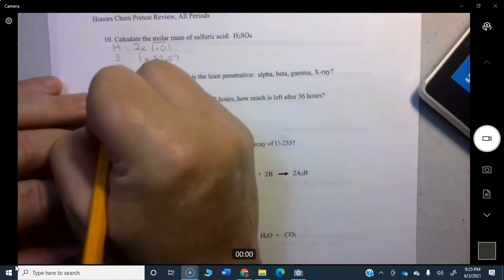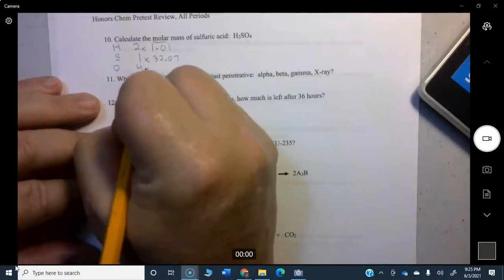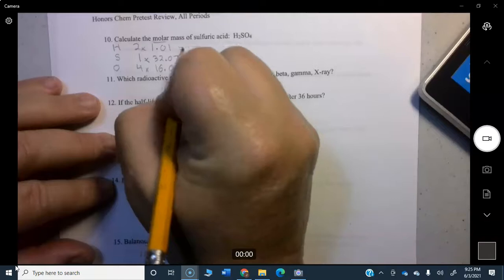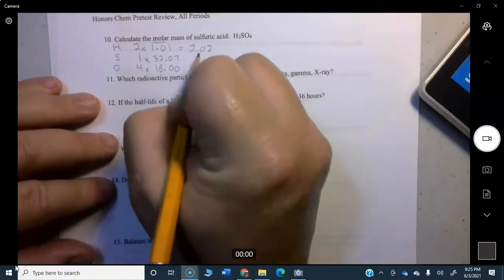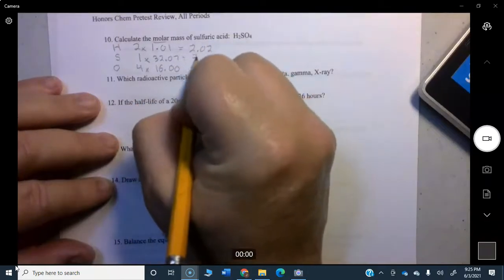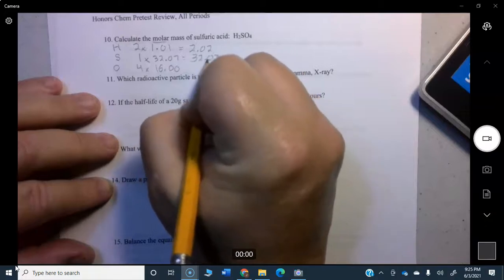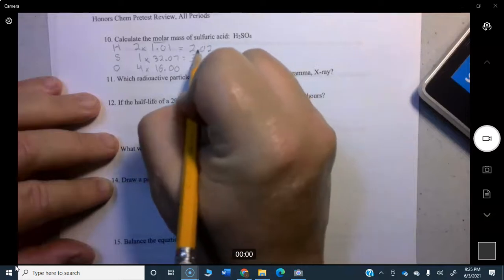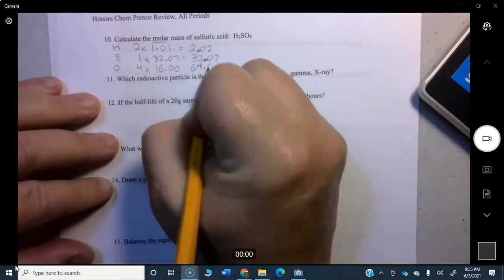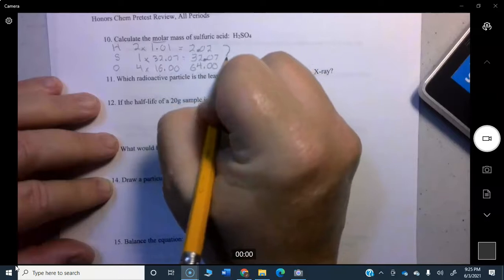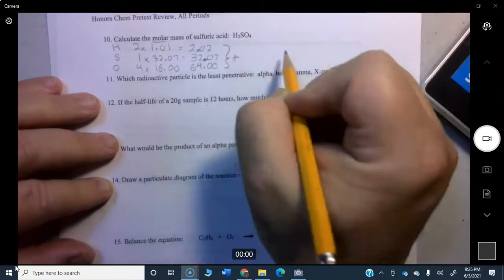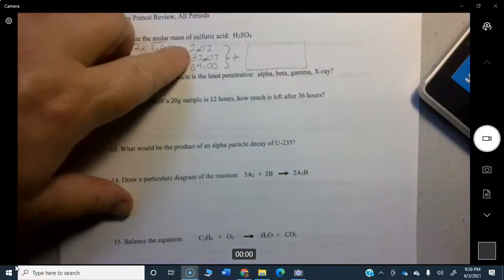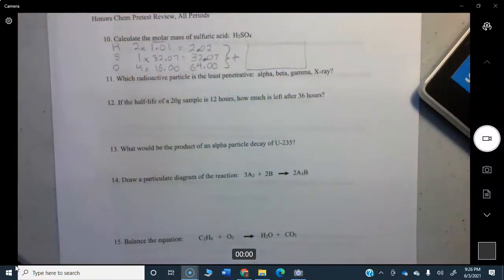Finally, you have O. You have 4 of those, and those are exactly 16 from the periodic table. Okay, so we multiply that, we get 2.02. We multiply this, we get 32.07. And we multiply this, 4 times 16 is 64.00. And you add all these together, and you're going to get your mass. So I'm going to leave it for you to do that calculation. You just add 2.02 plus 32.07 plus 64.